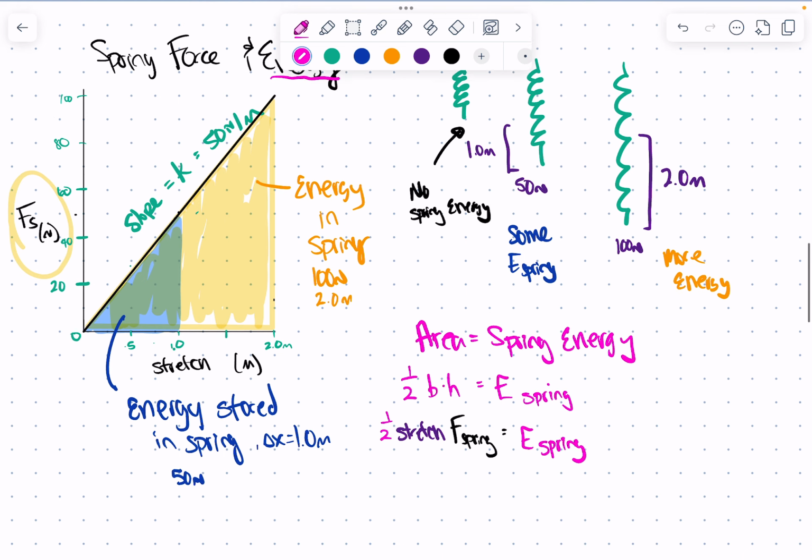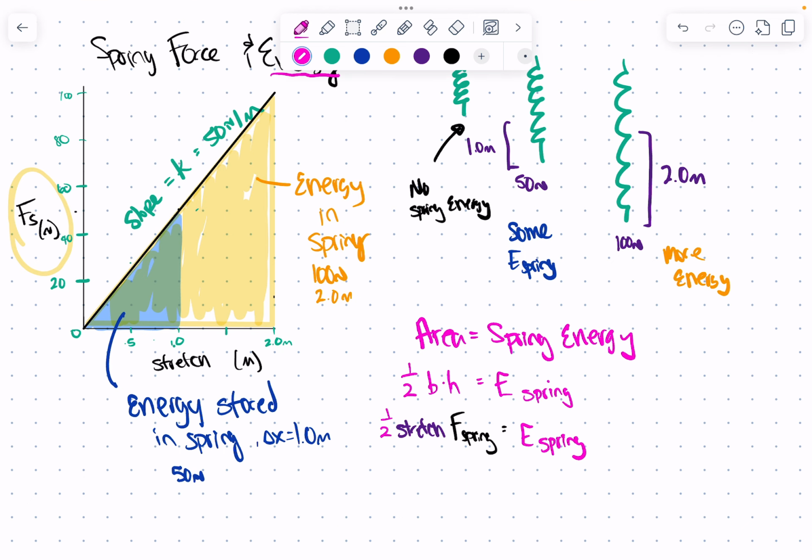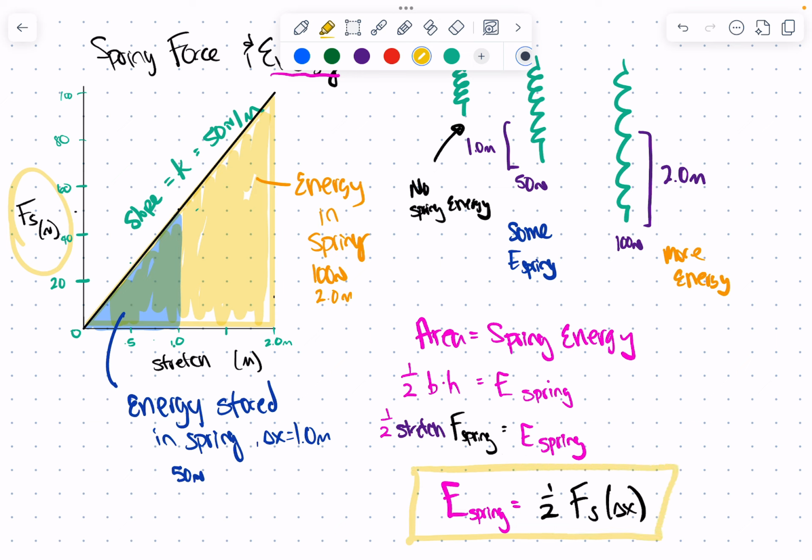So if I rearrange this and use my variables, we're going to get E for the spring is going to equal 1/2 of the force of the spring times the stretch. So let's go ahead and calculate how much energy is stored in the spring when it is stretched 1 meter.